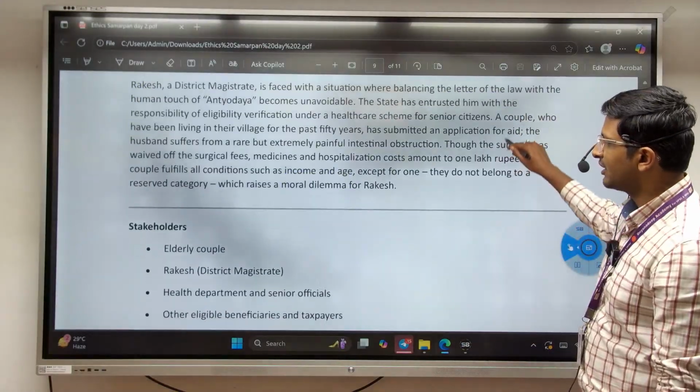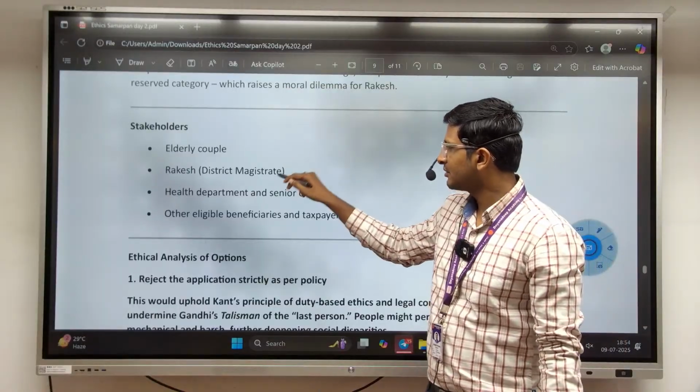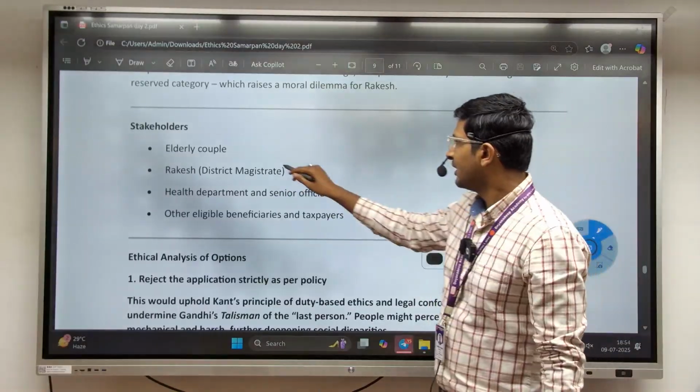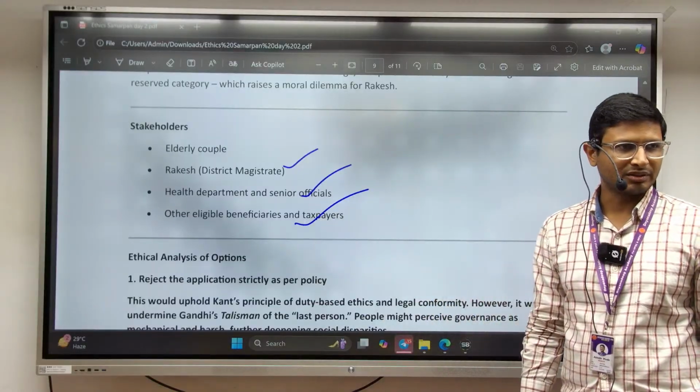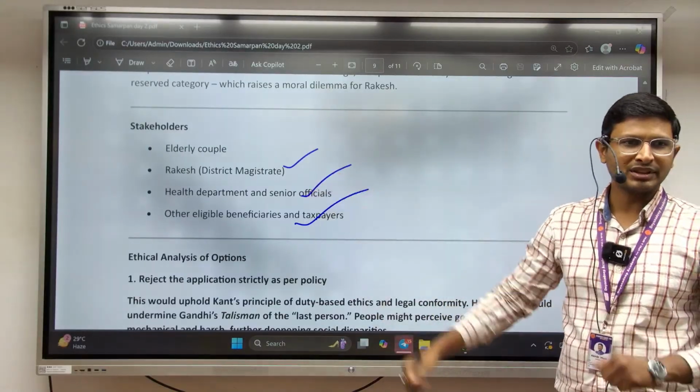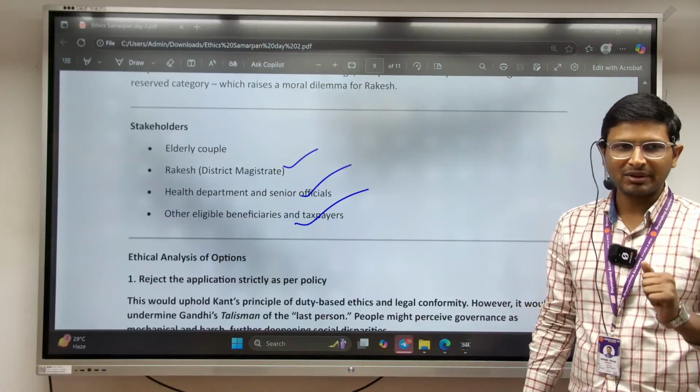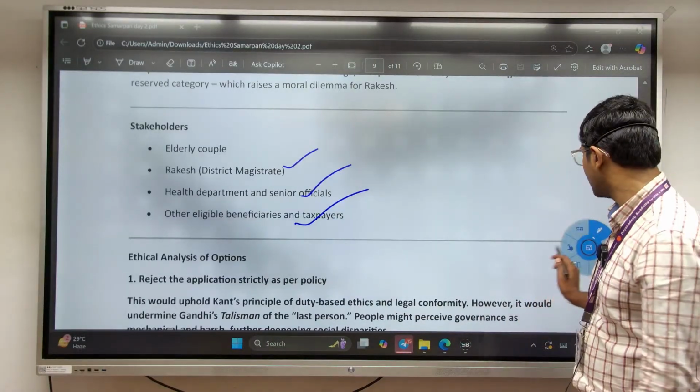Stakeholders we already know, the elderly couple is there, Rakesh is always there. Okay, the health department is there, other eligible beneficiaries and the taxpayers. Okay, because there are other beneficiaries also, their money cannot be diverted here. So that's also the thing.